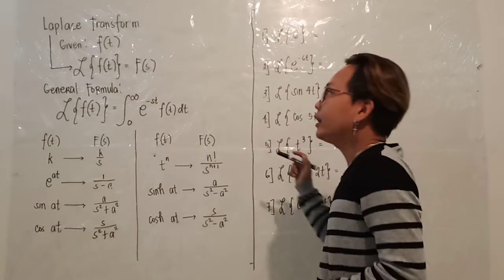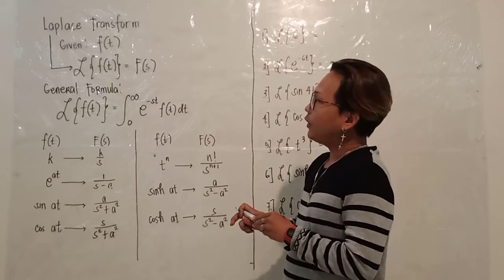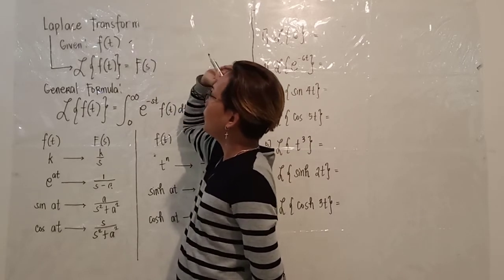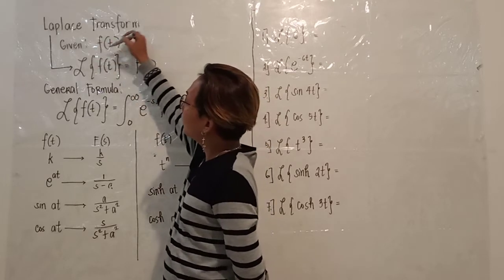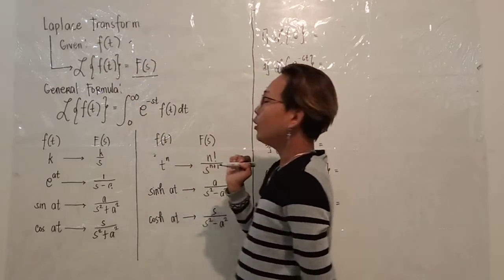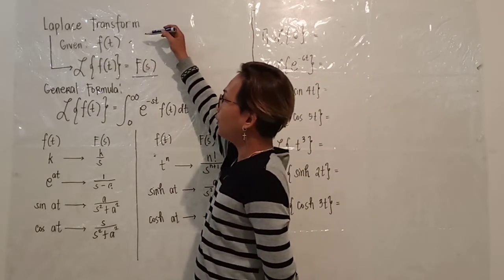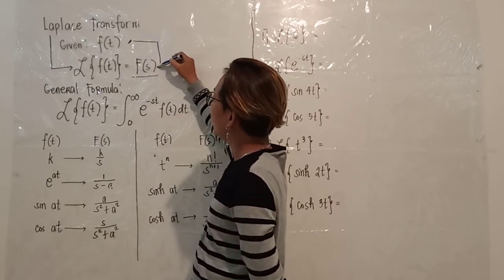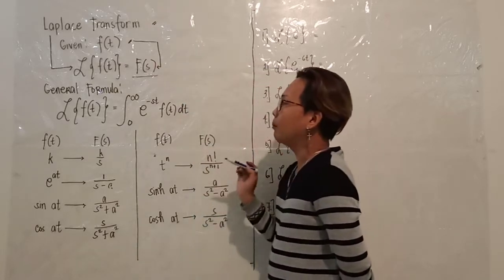Okay, I will discuss the Laplace transform. Every given equation is always a function of t. Now, kung dadaan siya ng Laplace transform, you will have the Laplace transform of the given f of t. It will always be a function of s. So, from a function of t, it will always be a function of s kapag dumaan ng Laplace transform.